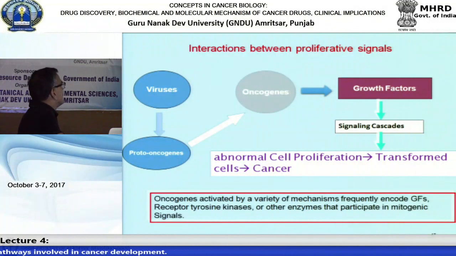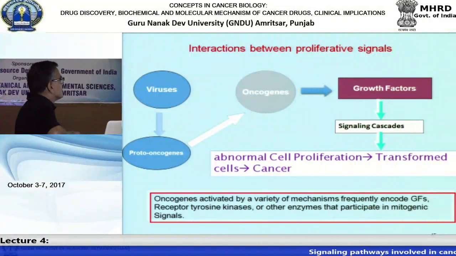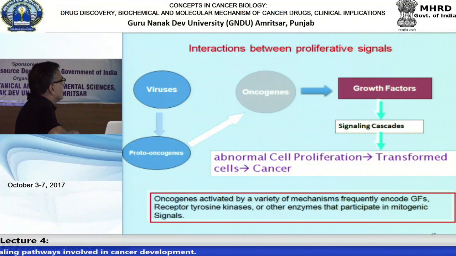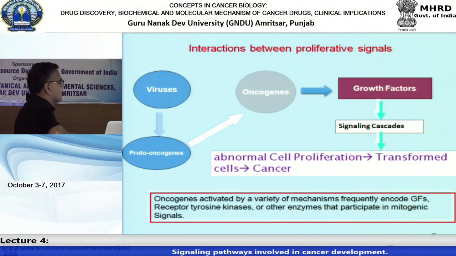So what happens is that the viruses would affect the proto-oncogenes to make oncogenes. Either it can be mutations, or here we are talking about just the viruses. The oncogenes, as we know, affect the growth factors and change the signaling cascade, and that will make normal cells into abnormal cell proliferation, a transformed cell proliferation, and that will make cancer. What I really want to spend some time on is that they are activated by a variety of mechanisms that encode growth factors and receptor kinases and other enzymes that participate in mitogenic signaling.